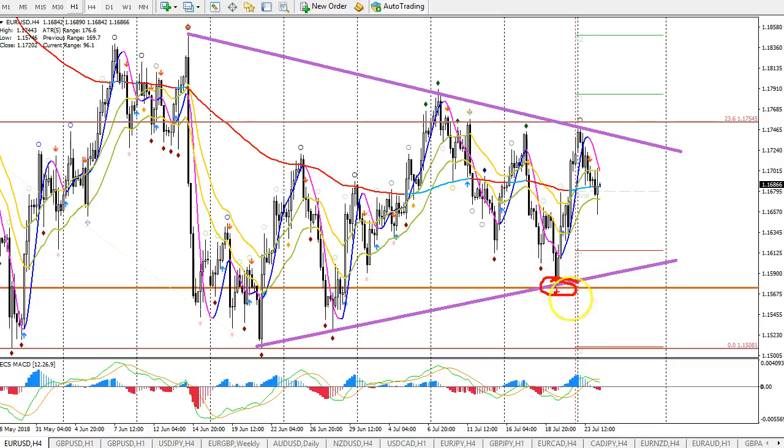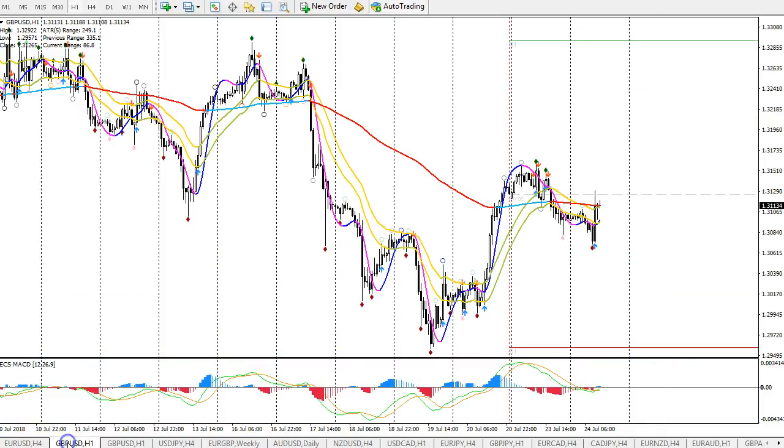So that's the invalidation level. And if you get a break below that, we might get a continuation down to this bottom. And if that bottom breaks, we might see one more push lower to 114.50. All right, pound dollar. Let's take a look.